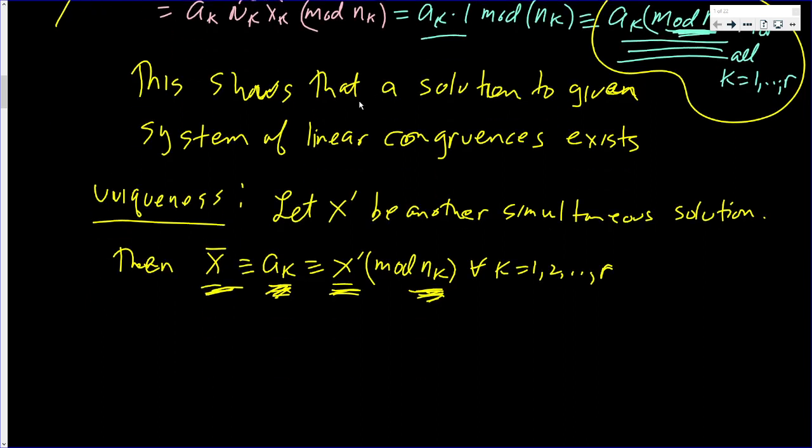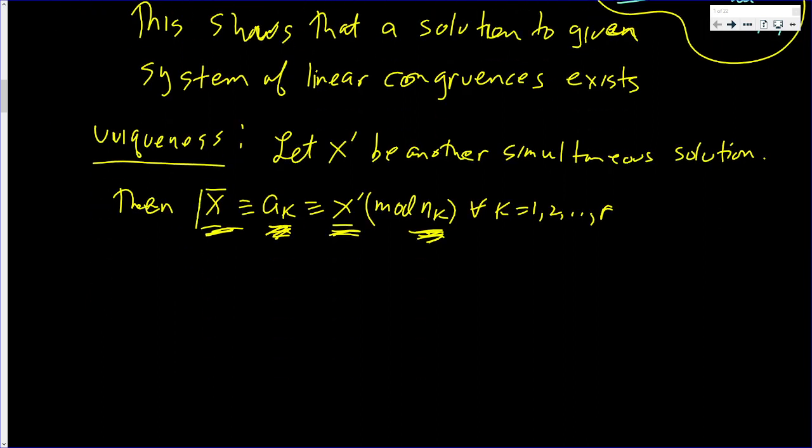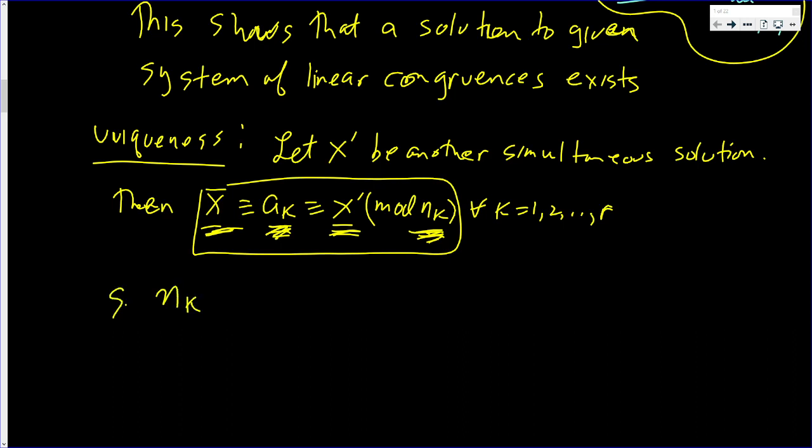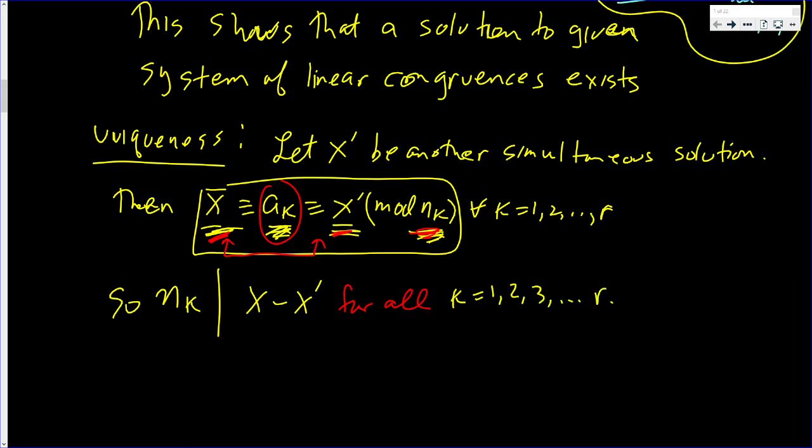Okay, so this last statement says that n sub k divides x bar minus x prime. I mean, basically, just ignore this for a moment. If this is congruent to that mod n sub k, then n sub k will divide the difference. And this is for all k's. For all k equal to 1, 2, 3, up to r.